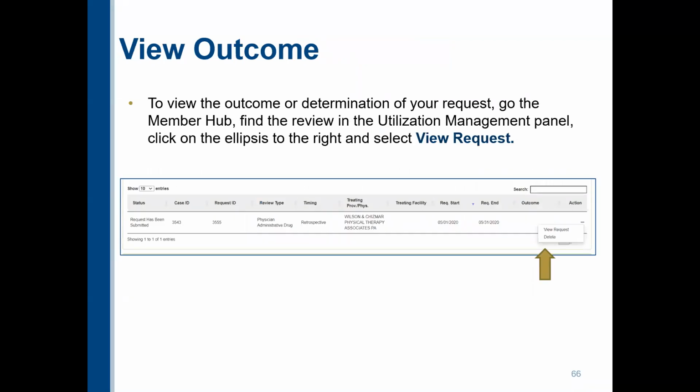Viewing the outcome. To view the outcome or determination of your request, you'll go to the Member Hub, just as before. Again, find the review in the Utilization Management panel and click on the ellipsis to the right, select View Request.